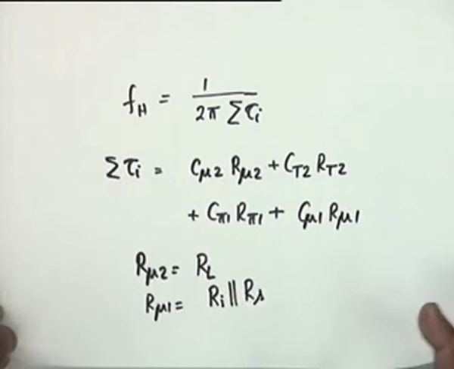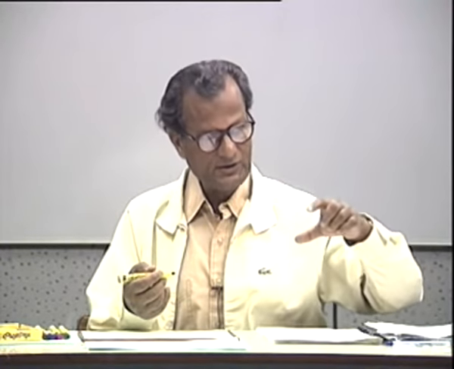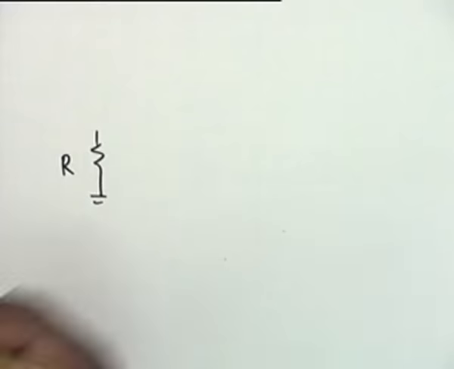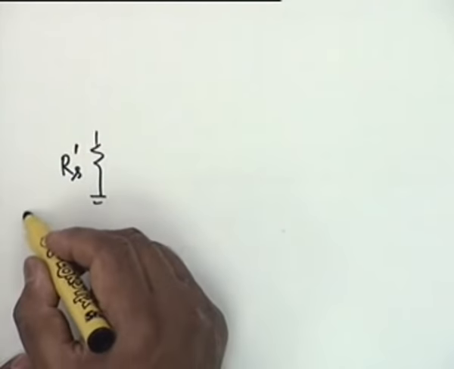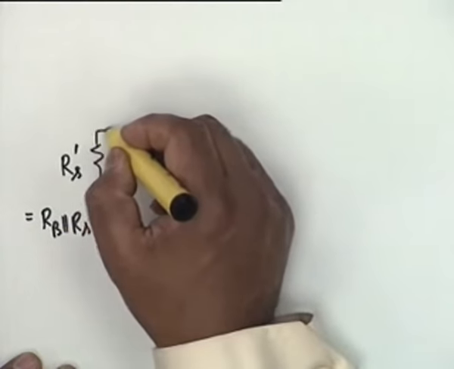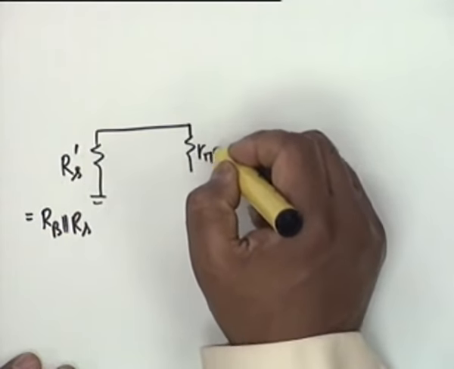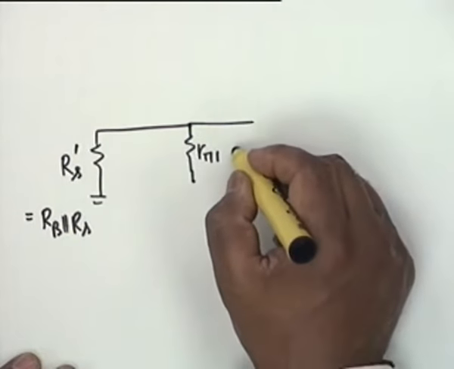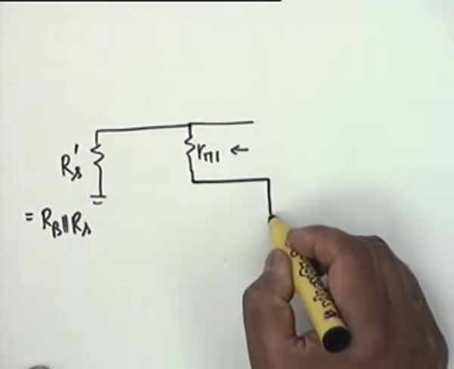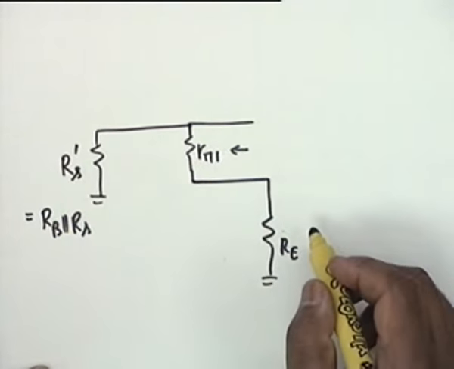Now, the other two are not very simple. For example, to determine R pi 1, we have to draw the equivalent circuit with all capacitors open, and resistance has to be measured across C pi 1. So let's see the equivalent circuit. If you short Vs to ground, you shall have Rs prime, which is equal to Rb parallel Rs. Okay, Rs prime. Then you shall have r pi 1. It is across this that you want to measure the resistance, because C pi 1 occurs here. Then you have Re to ground, and what else?